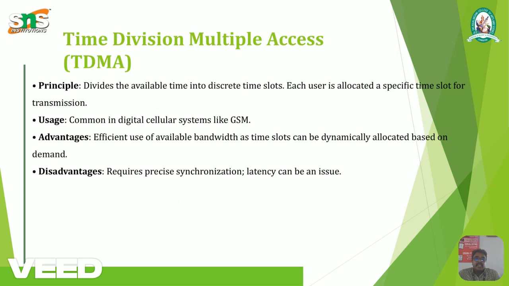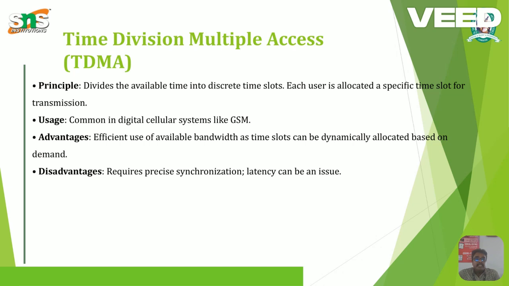To solve this, we use time division multiple access, where the same frequency is divided into different time slots and allocated to different users. Here the importance is given to time. At a specific point of time, a specific user is allowed to use a frequency. At a different point of time, a different user is allowed to use the same frequency. The usage is common in all cellular systems like GSM. Whenever you talk about a cell phone using a SIM card, Global System for Mobile Communication, TDMA is widely used.